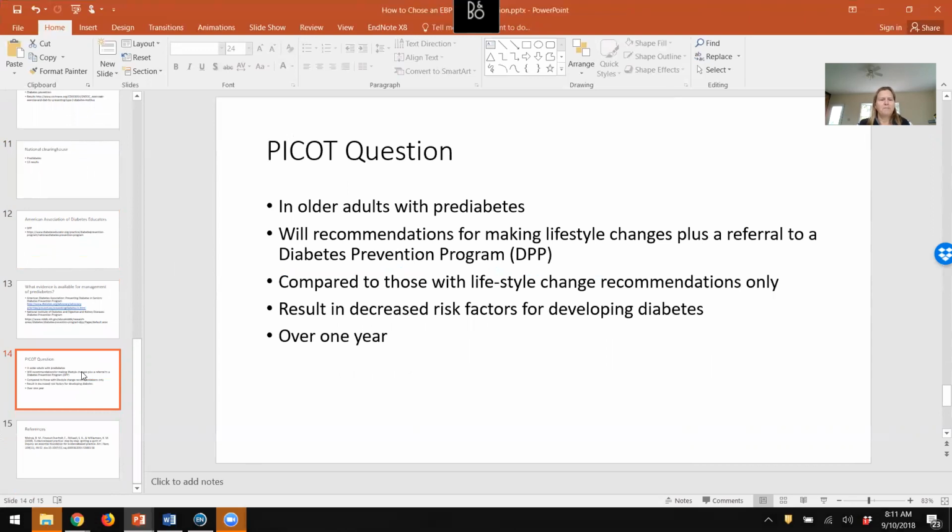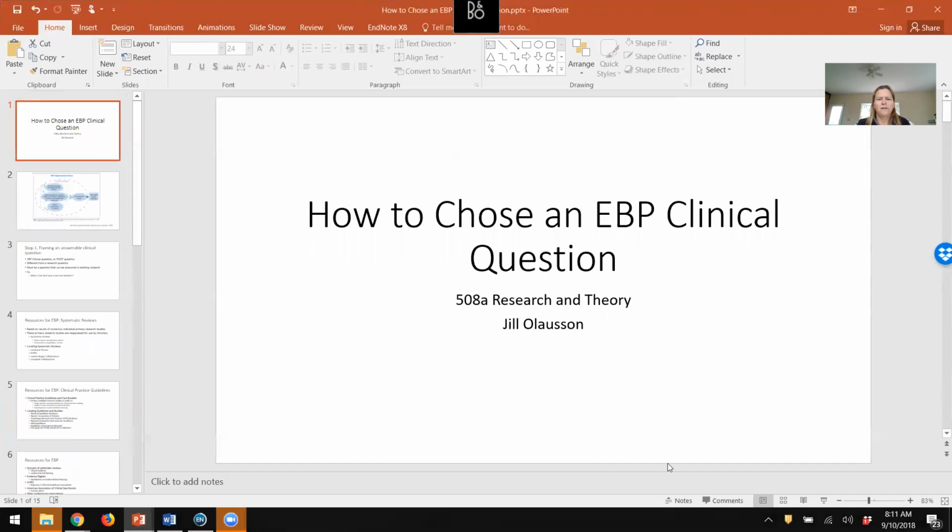So my PICO question: my P, population, is older adults with prediabetes. My I, intervention, will be recommendations for making lifestyle changes plus a referral to diabetes prevention. C, compared to those with lifestyle change recommendations only. Will the outcome, or the O, be decreased risk factors for developing diabetes over 1 year? So that's just an example. There are 1,000 other questions that you can ask, but hopefully this info session will help guide you to find a PICO question.